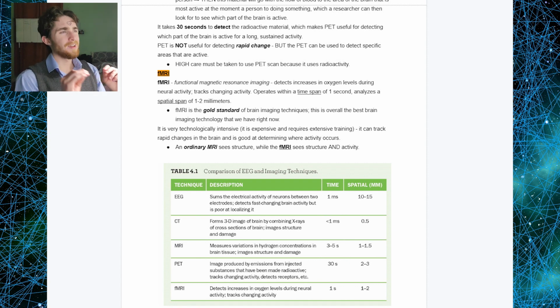However, its downside is that fMRI is very technologically intensive, and it's also really expensive, so you gotta train people on it, and it's gonna really blow out the bank. But again, fMRI can track rapid changes in the brain, and it is really good at determining where activity occurs. And to kind of compare this with an ordinary MRI, an ordinary MRI sees structure alone, whereas the fMRI sees both structure and activity. MRI, just structure. fMRI, structure and activity.